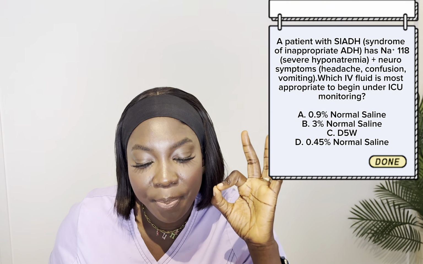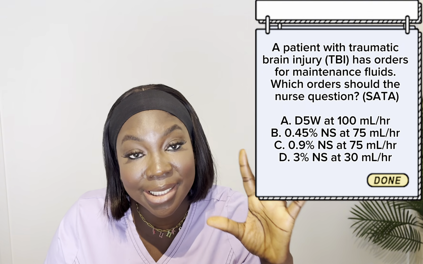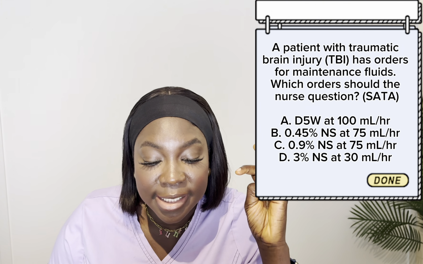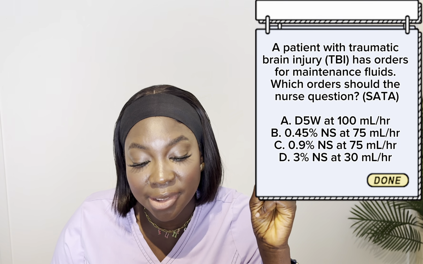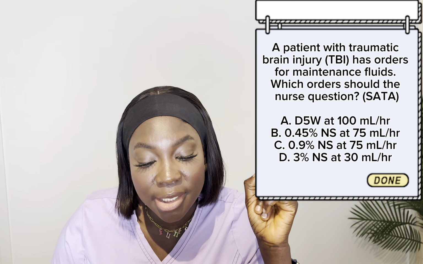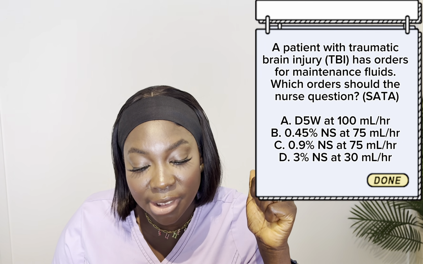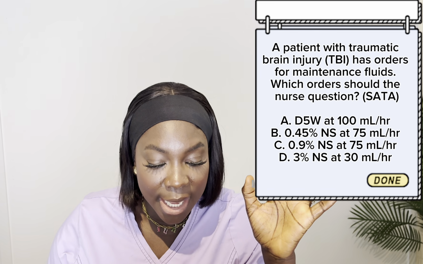Now let's go. A patient with traumatic brain injury has orders of maintenance fluids. Which order should the nurse question? A, D5W at 100 ml per hour. B, 0.45 normal saline at 75 ml per hour. C, 0.9 normal saline at 75 ml per hour. And D, 3% normal saline at 30 ml per hour. And this is a select all that apply question, right? Now let's go through it.